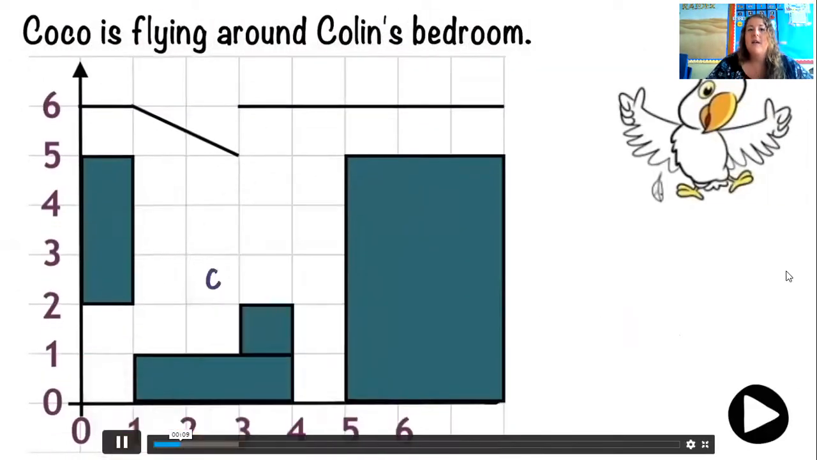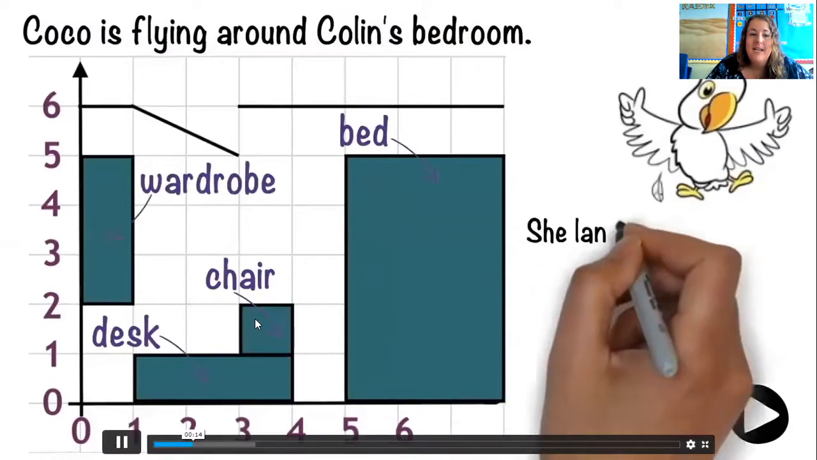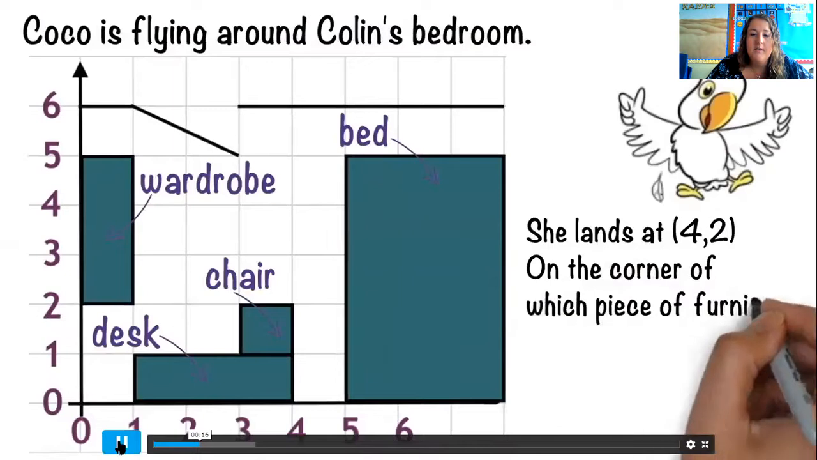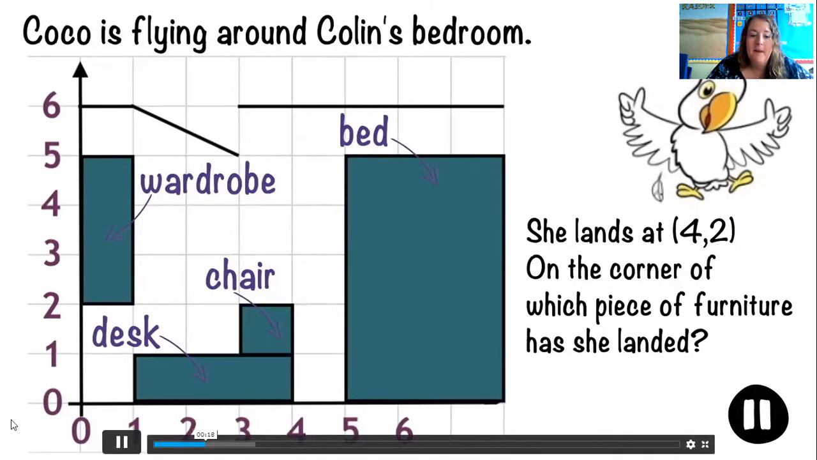Okay. Coco is flying around Colin's bedroom. He has labeled lots of these places, and it says she lands at 4-2 on the corner of which piece of furniture has she landed? So have a look where 4-2 is. Is it on the corner of the bed, the corner of the wardrobe, the corner of the door? Where has she landed? Lovely. Hopefully you'll be able to say she's landed on the corner of the chair. 4 along the bottom and 2 up the top.